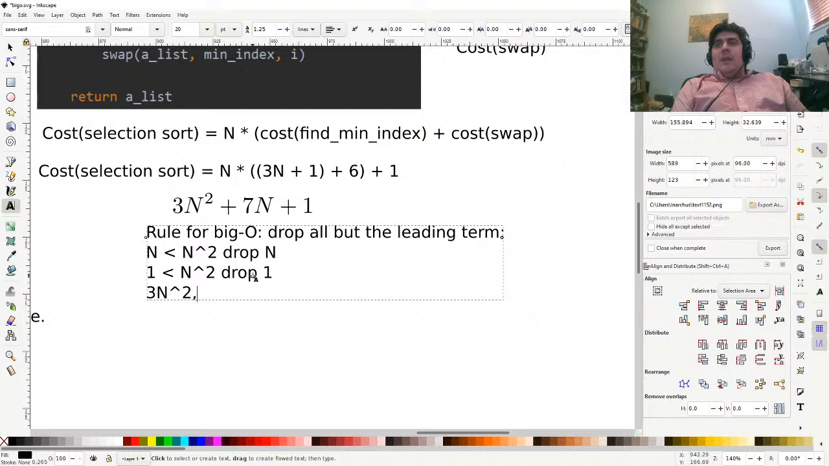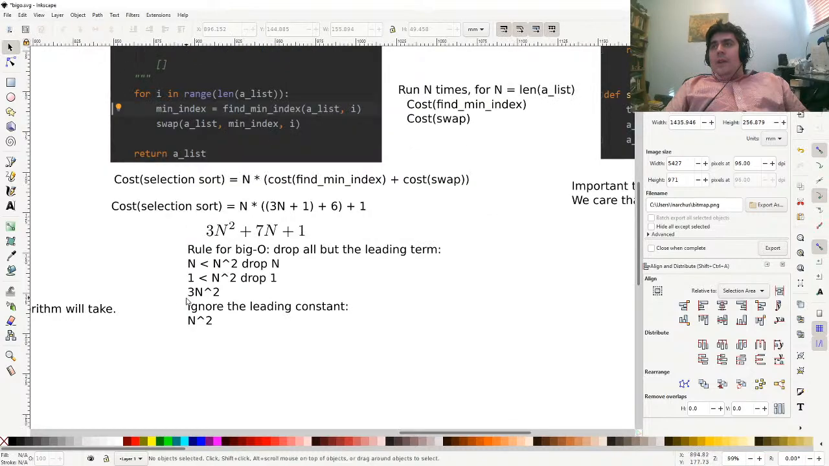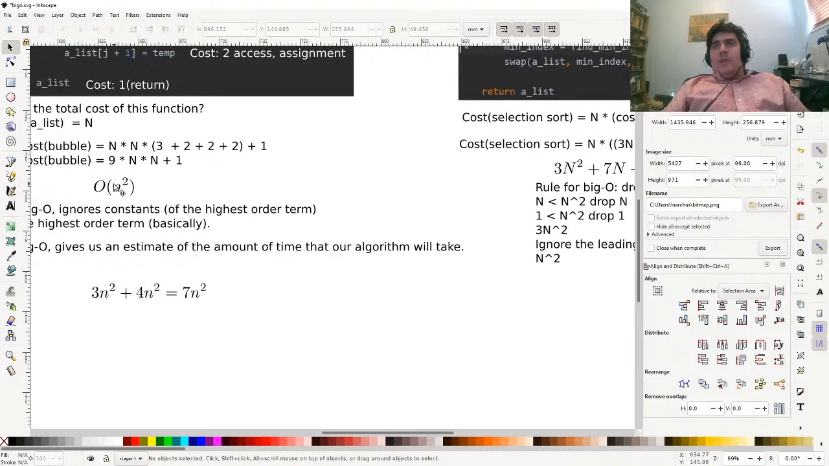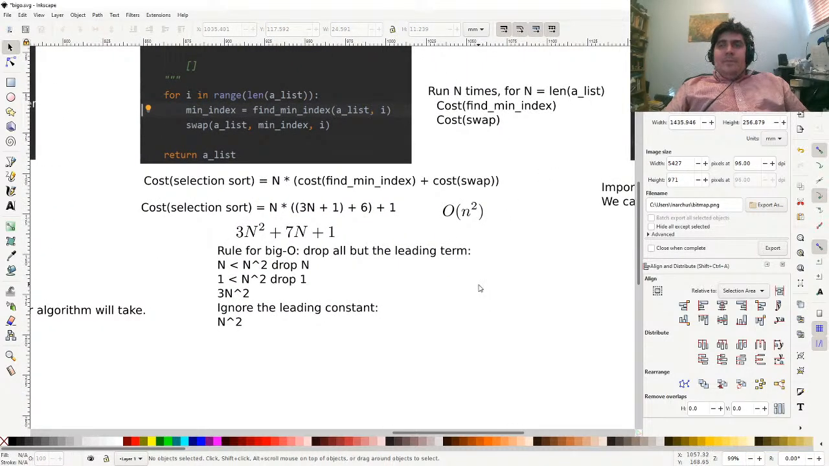And then the next big O rule says ignore the leading constant, which is just going to get us n squared again. Okay? So now overall what we get to say is that this algorithm is also O of n squared. Okay? So that is the complexity of this function.